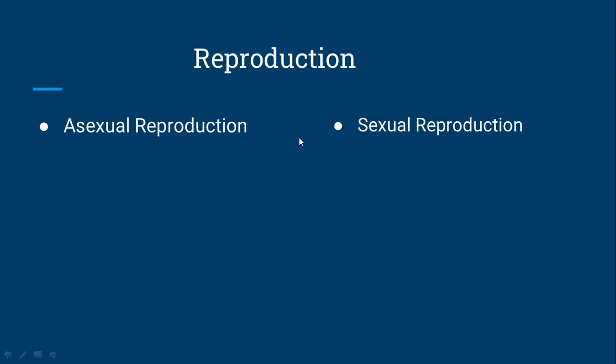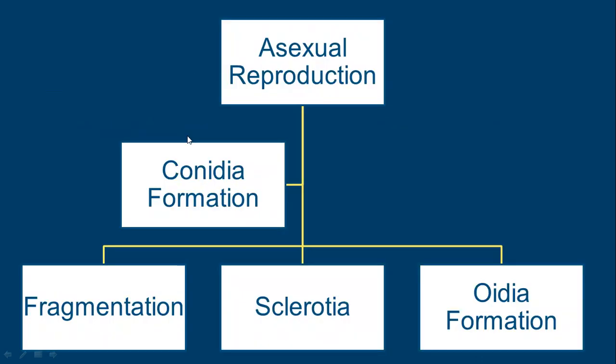So this is the basic difference between asexual reproduction and sexual reproduction. Let us take asexual reproduction first in detail. In this fungus, asexual reproduction takes place by 4 modes. Most species of Penicillium reproduce by conidia formation.